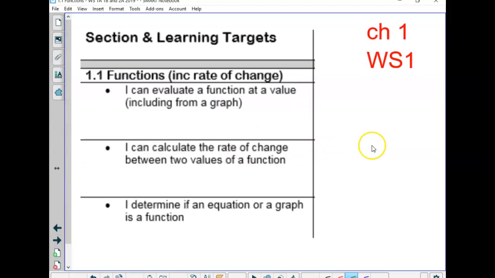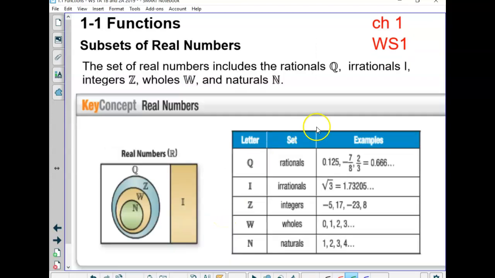All right. Today we're going to talk about evaluating a function at a value, including from a graph, evaluating rate of change, actually that's tomorrow I think, and determining if something is a function. The first thing on your notes at the top is it gives you a little bit of room to know what these different kinds of numbers are.